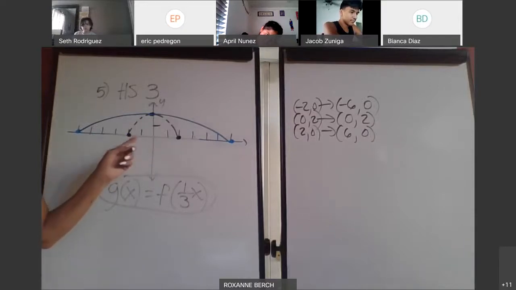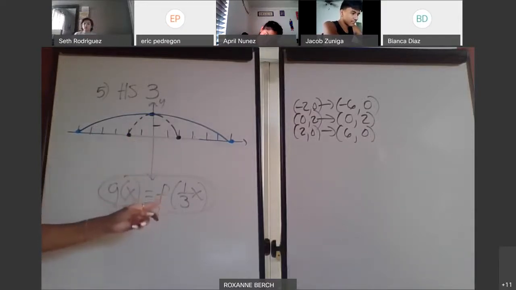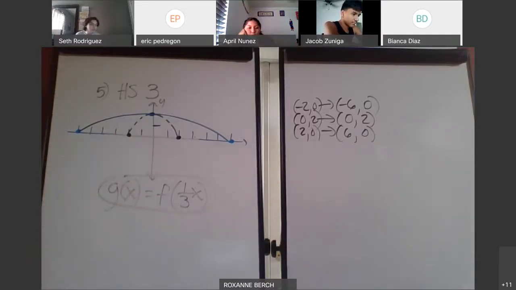Notice too, this is not a quadratic. This is a general function. So it may look like a quadratic, but it's not. This is a general function of some kind.